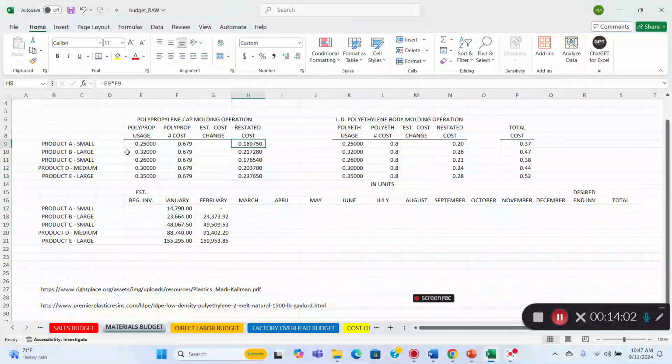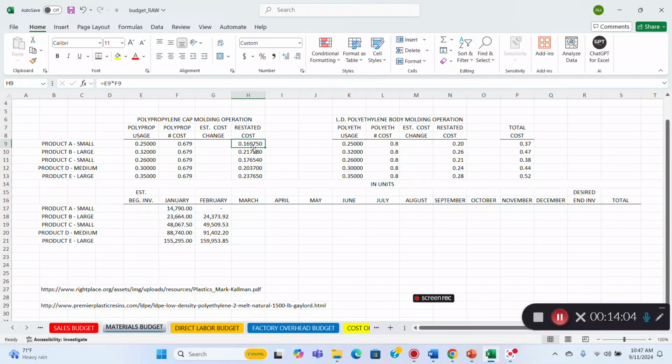So, in other words, every time I make product A, I have a cost here, at least on the body. This is the body of it. As I showed you before, you have a body, you have a cap. This is the body. And so it costs me about 17 cents to produce the body for product A. And then I come over here and I look at, I guess this is the cap, I'm sorry. This is the cap, this is the body. Okay, 6 and 1. This is the amount of polyethylene that it costs for me to make the body.